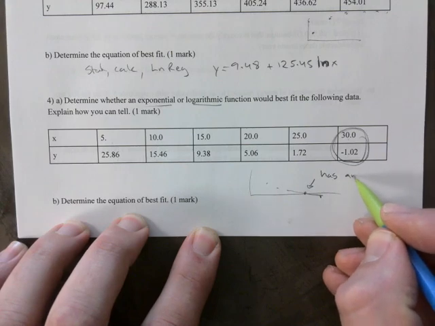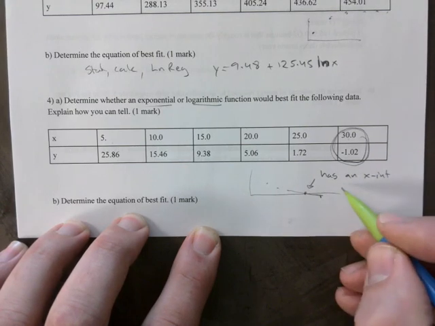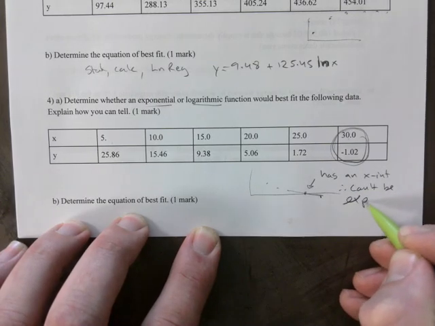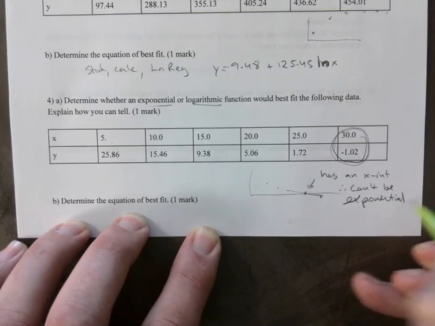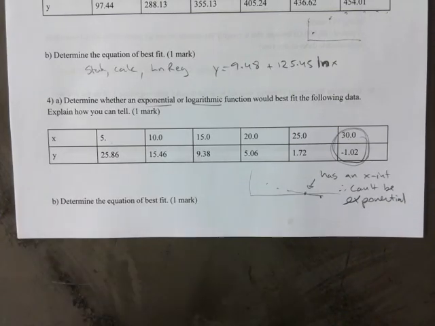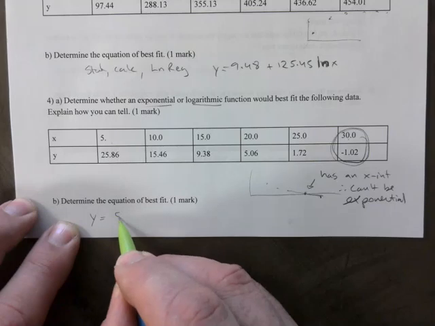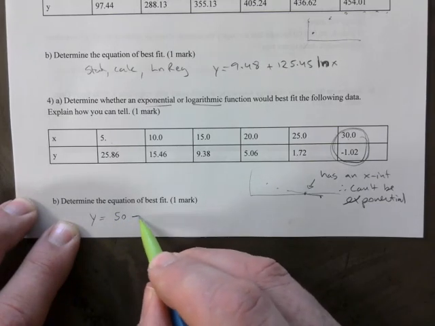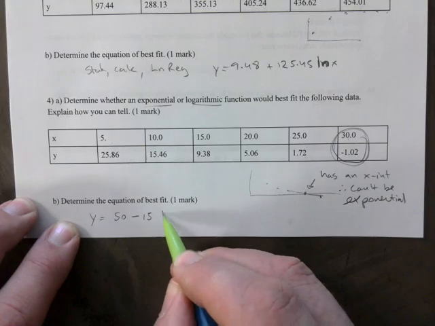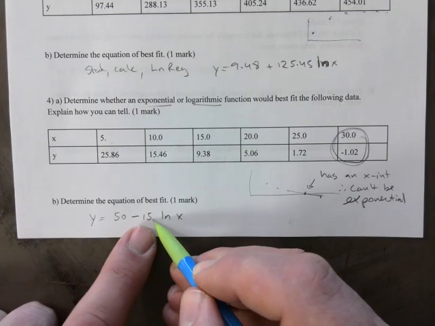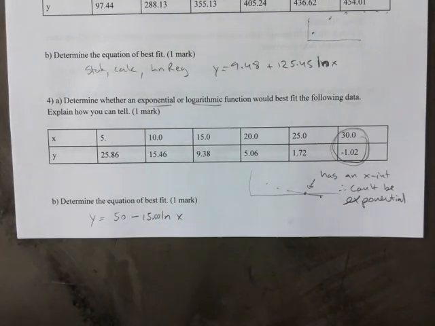It has an x-intercept, therefore it can't be exponential. So use your knowledge of the functions to rule out. And so therefore the equation, if you do natural log, is this. It turns out to be 50.00 and 15.00. Okay, so that would be good enough.